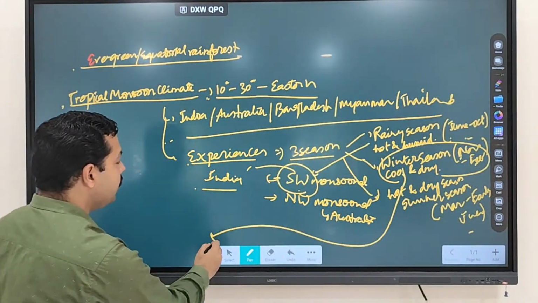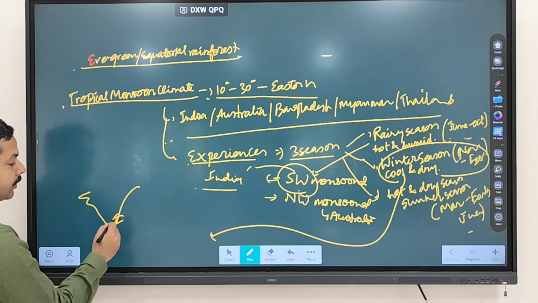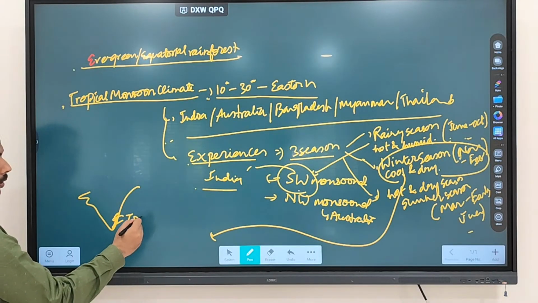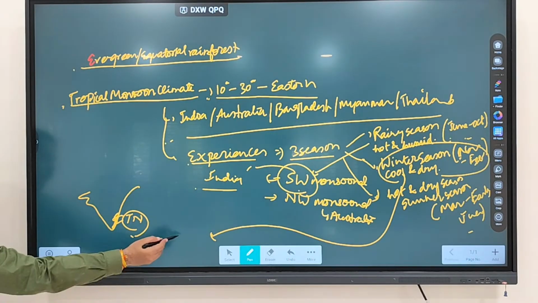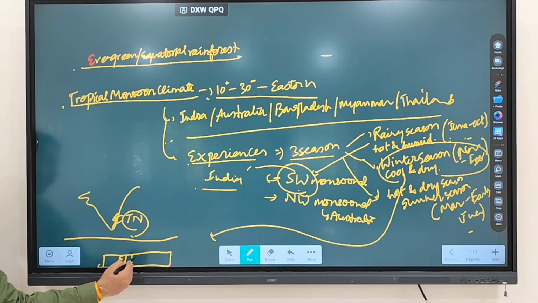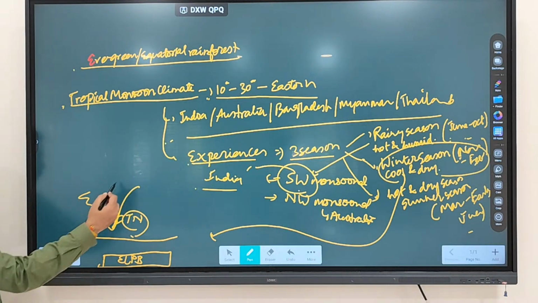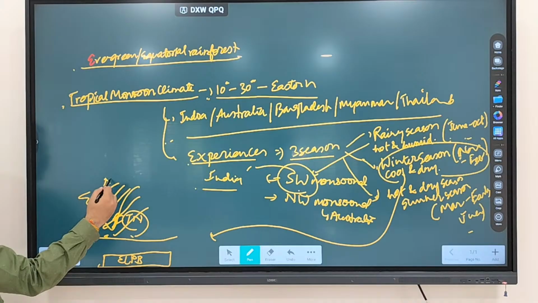Now, winters are mostly dry, but a slight region may receive rainfall. Like we discussed, in India, Tamil Nadu receives rainfall in the winter season. Why does Tamil Nadu receive rainfall in the winter season? As we discussed, in winter the equatorial low pressure belt shifts southward. And here which wind is blowing?